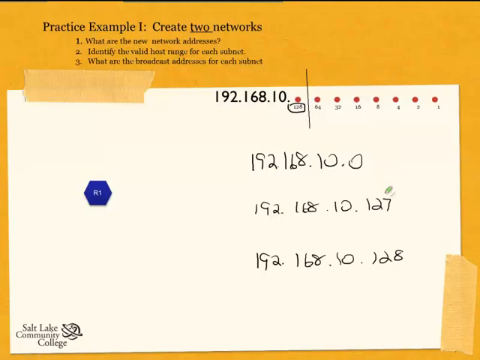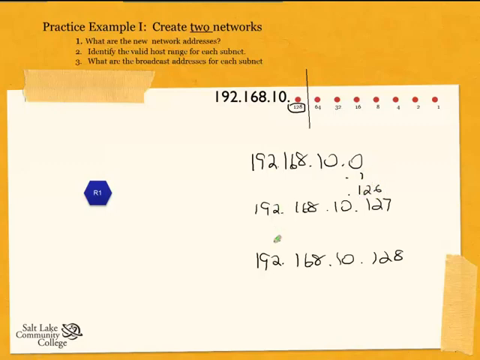The hosts are going to fall in between those two numbers. So our host range is going to be 192.168.10.1, so it'll start out with 1 and go to 126. Those are the last two host numbers that we can have on this network.